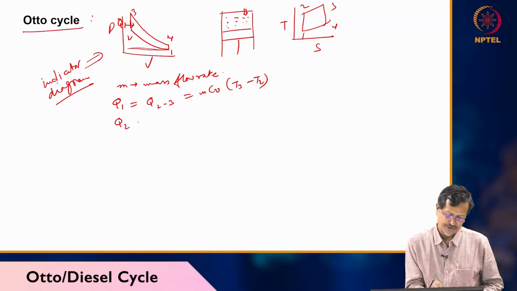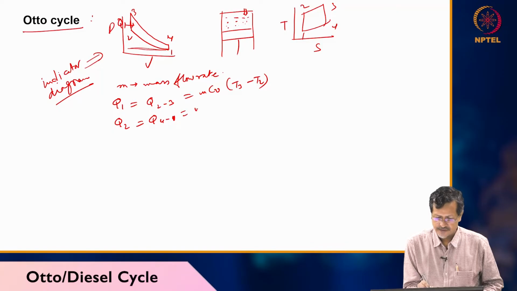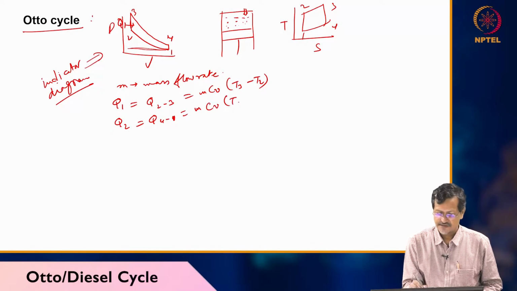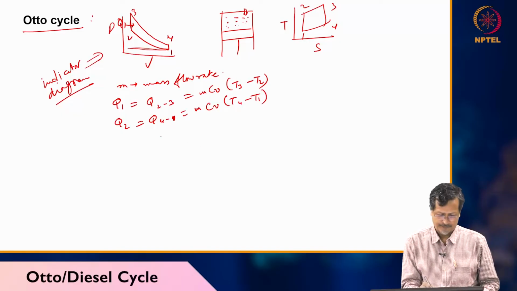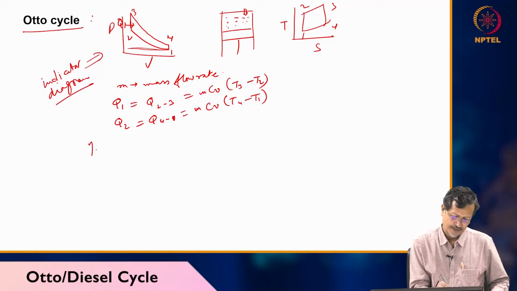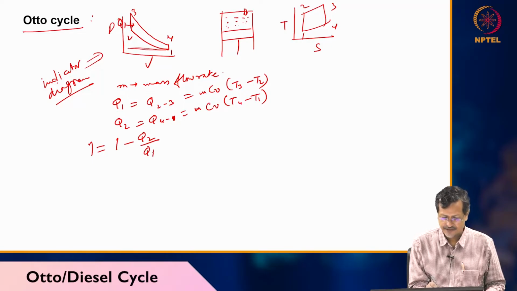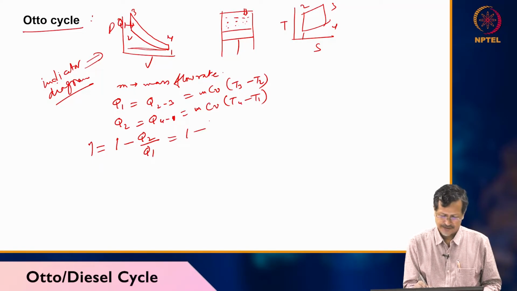Q2, heat rejection from 4 to 1, equals mCV, again a constant volume process, so mCV (T4 minus T1). Okay, so what is eta? Eta will be 1 minus Q2, heat rejection, divided by heat intake. So 1 minus mCV (T3 minus T2) over mCV (T4 minus T1).